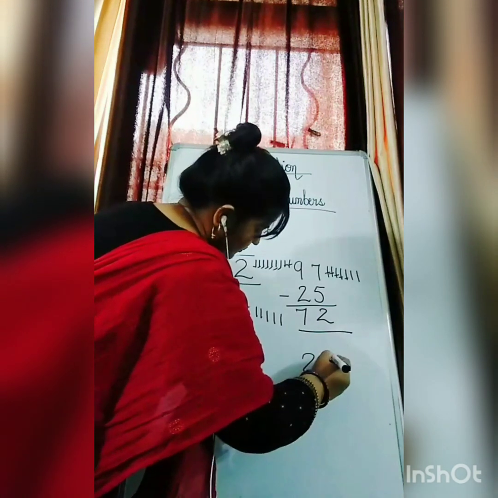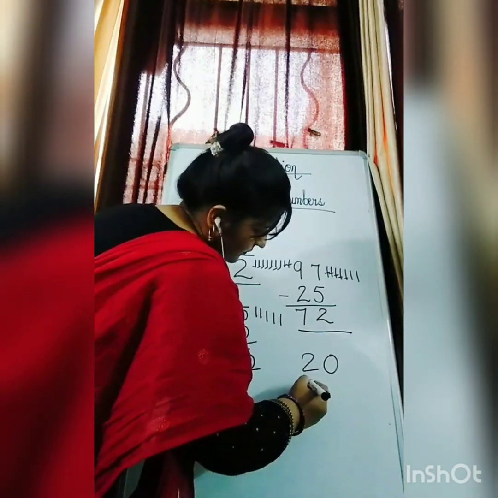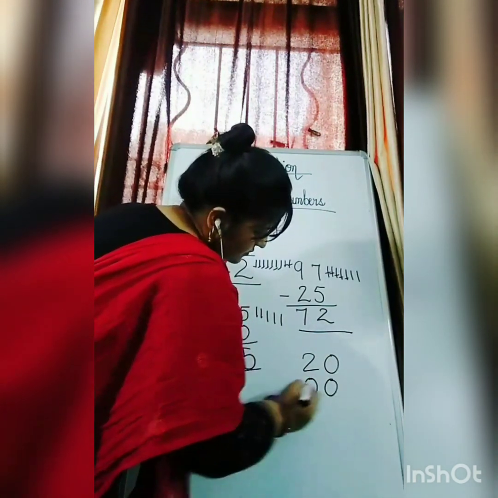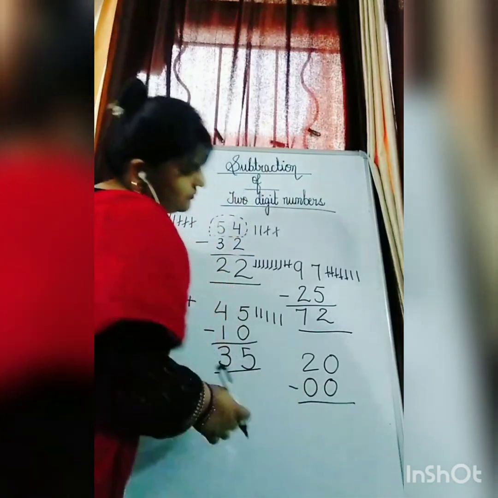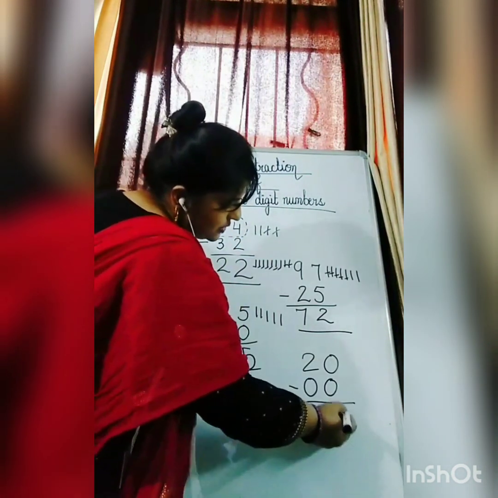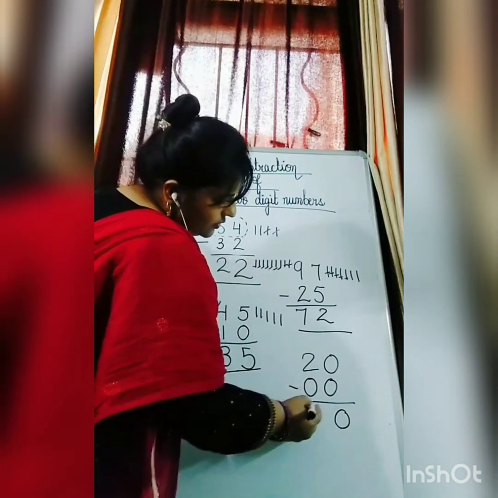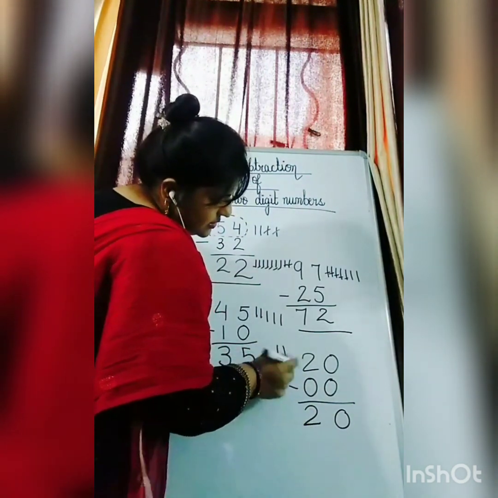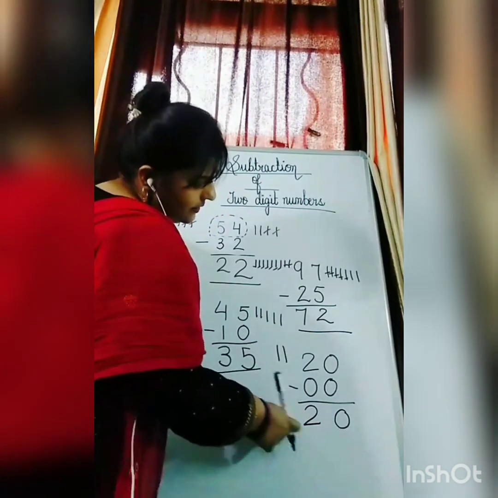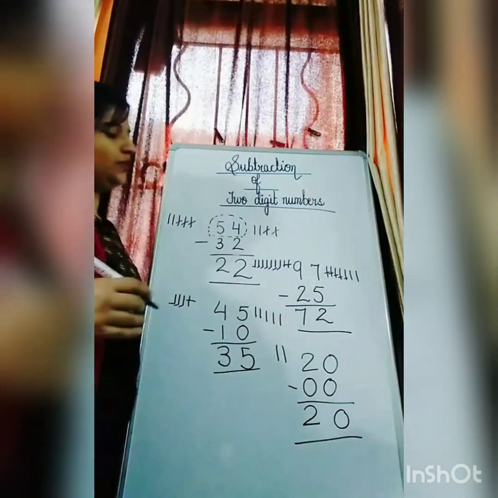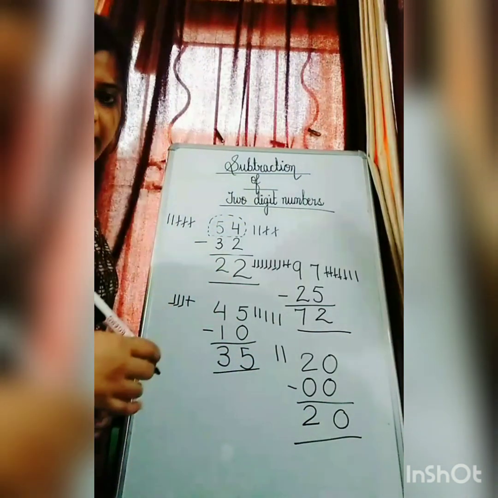2, 0, 0 means 20 minus 0. 0 has no value, so you just put 0 over here. And 2, 0. When 0 has no value, you put 2 over here, because when you make 2 lines, 0 has no value, so the 2 will come down here. It's called 20.